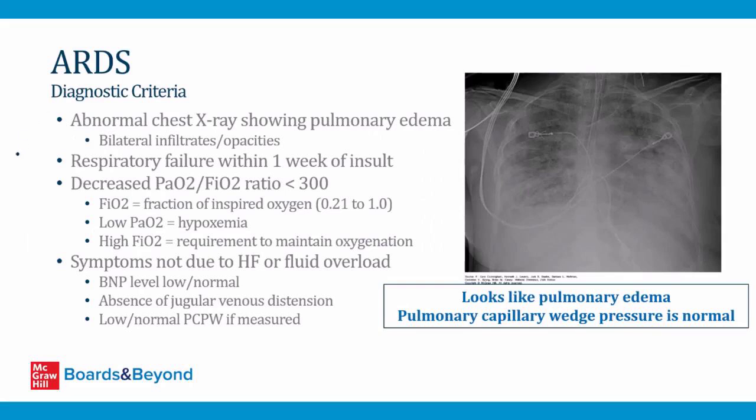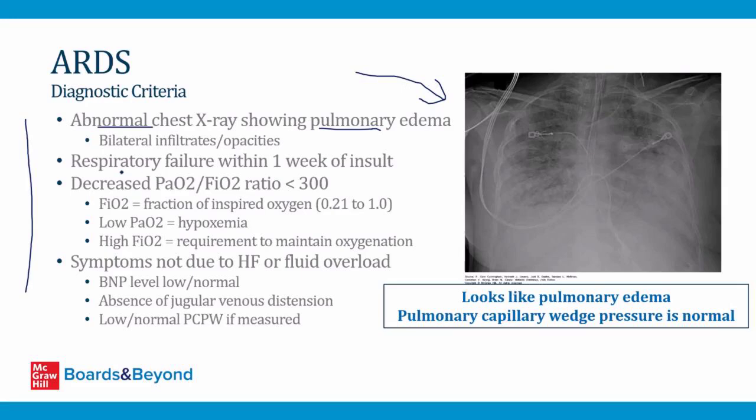So ARDS is usually diagnosed clinically based on criteria that were originally called the Berlin criteria. They've since been modified and updated a number of times. But some of the important elements of the diagnostic criteria for ARDS are shown on this slide. So first of all, the patient has to have an abnormal chest x-ray showing pulmonary edema, like this x-ray right here. You can see that bilaterally in both lungs, there are white infiltrates or opacities. That's what you see in pulmonary edema, whether it's from ARDS or from heart failure. The x-ray will look just like this in both of those conditions.